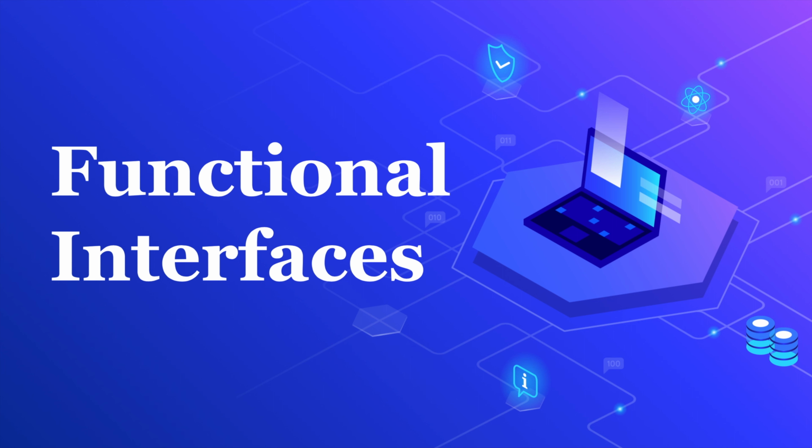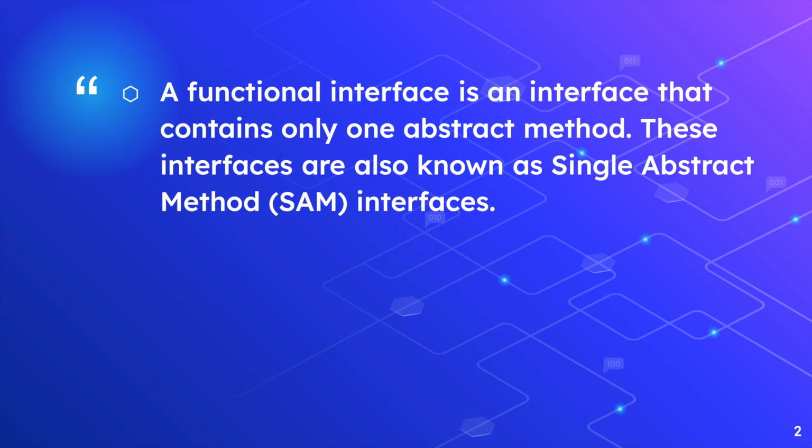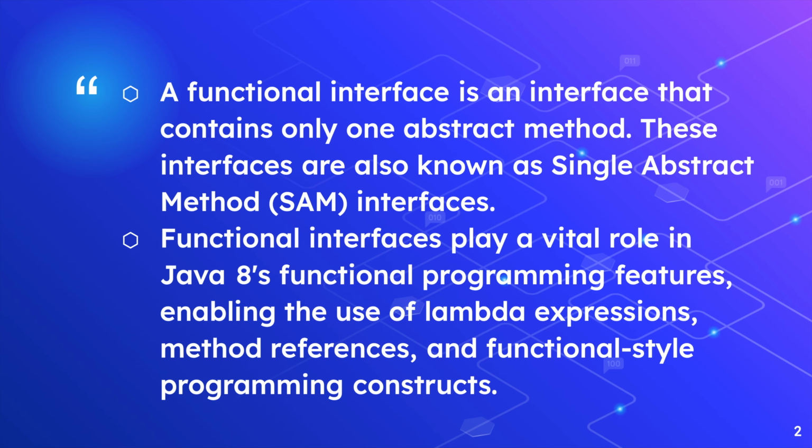So let's get started. First of all, what is a functional interface? A functional interface is an interface that contains only one abstract method. These interfaces are also known as single abstract method interfaces, that is, SAM interfaces. Functional interfaces play a vital role in Java 8 functional programming features, enabling the use of Lambda expressions, method references and functional style programming constructs, as I discussed in the previous video.